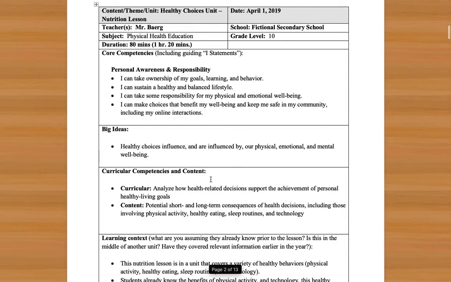Some of the core competencies that we find here are taking ownership of goals, learning and behavior, sustaining a healthy and balanced lifestyle, taking responsibility for physical and emotional well-being, and choices that can keep people safe in their community and online interactions. So we're talking about healthy eating, just self-awareness, as well as being able to use social media as a tool to record what we do, to expand on our learning, and to work along with other people in a collaborative environment.